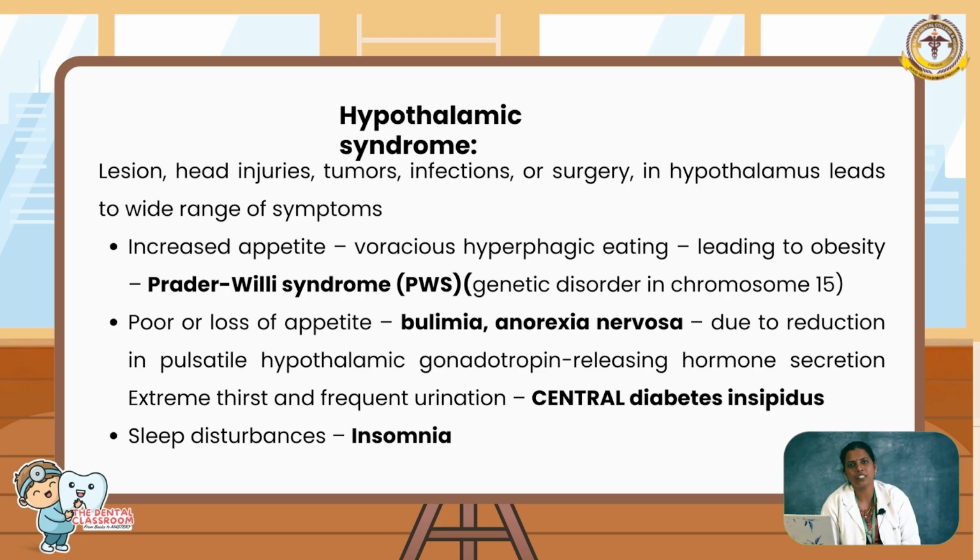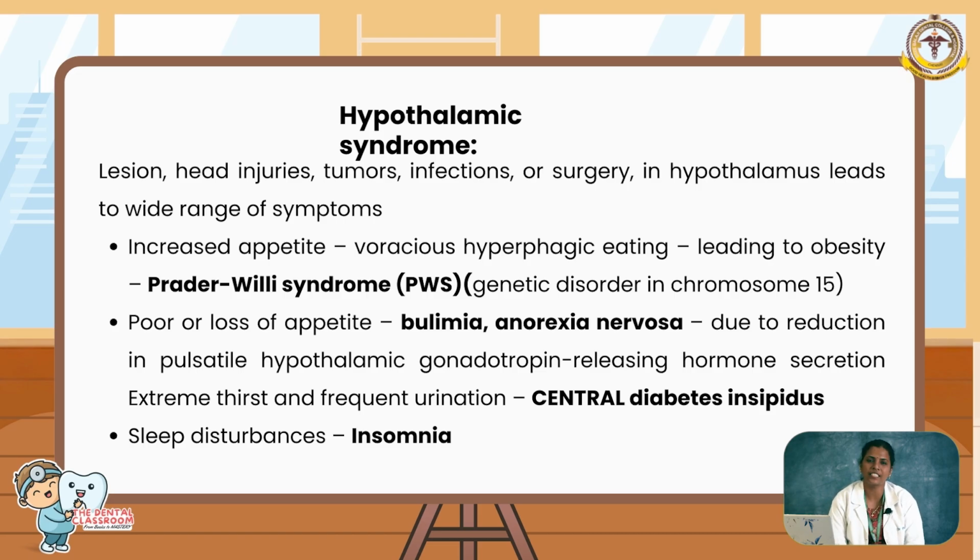What is this Prader-Willi syndrome? Whenever there is increased appetite, when the food intake happens, your satiety center is not telling you the fullness of the stomach. So we will not know that the stomach is full and we continue to eat. It is a genetic condition where chromosome number 15 is affected. There is an aberration happening in chromosome number 15. Children with Prader-Willi syndrome tend to have hyperphagic, voracious eating, which will lead to abnormal obesity.